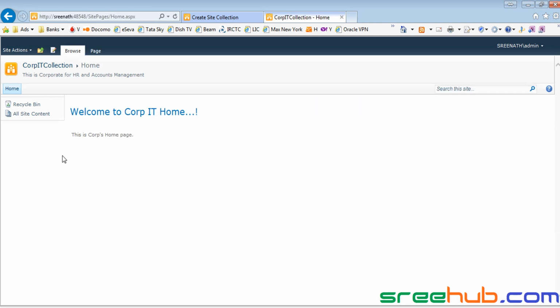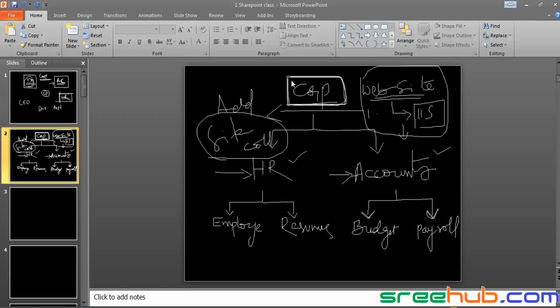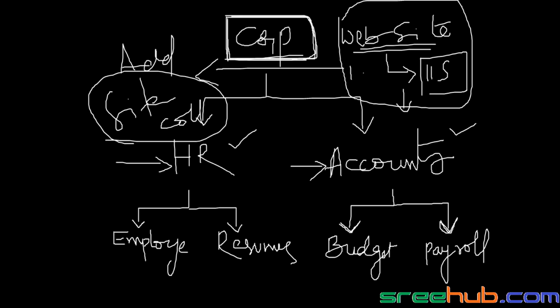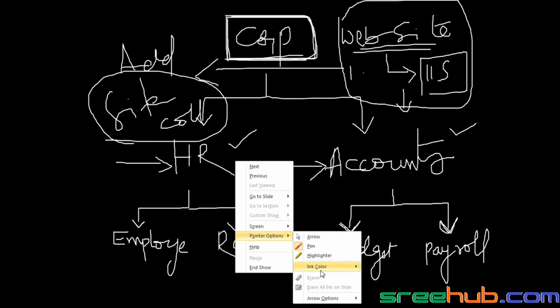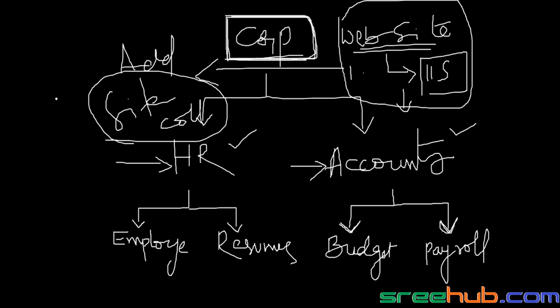Now can you see? Is it clear now? Nothing is here and nothing is here. Now it looks completely related to corp IT. Now till this point we have created something called corp IT collection. So till this point we are done.